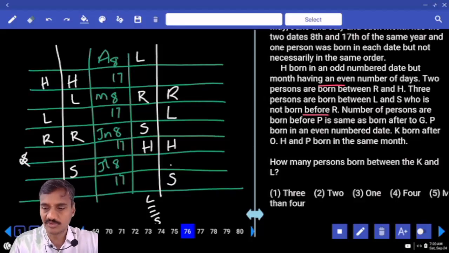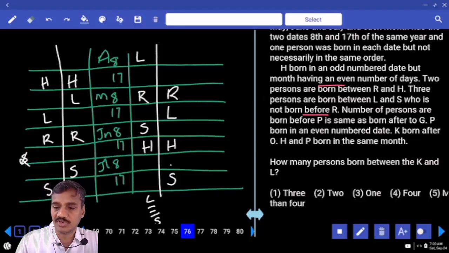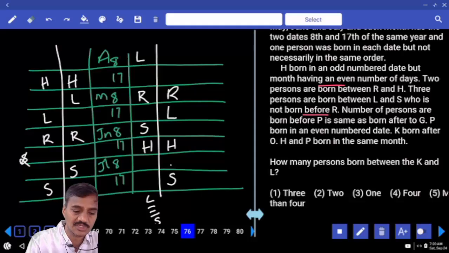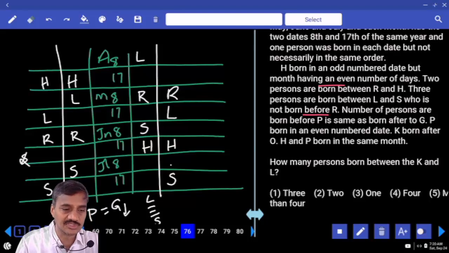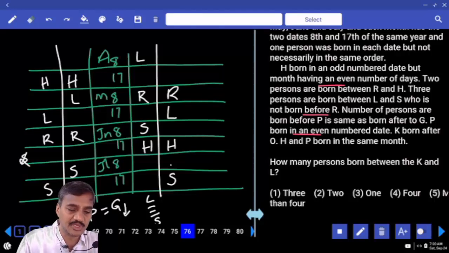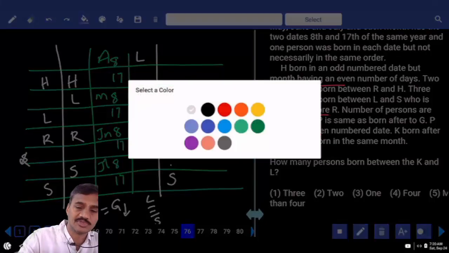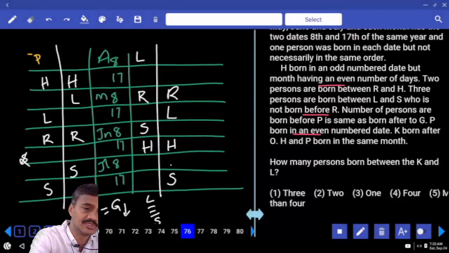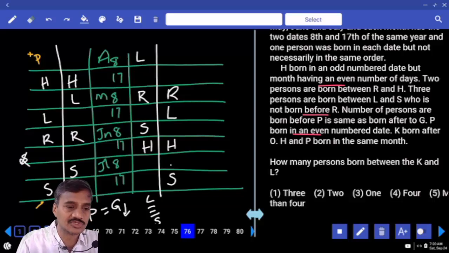And next, the number of persons born before P is same as after G. P and G must be equidistant. And P is born on an even number date. Now, P cannot be at this place. Let us take the possibility that P is here, then who should be here? G should be, which is not possible.